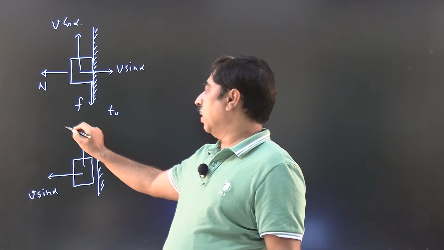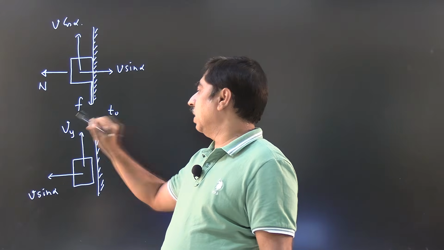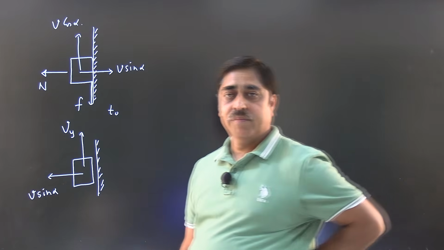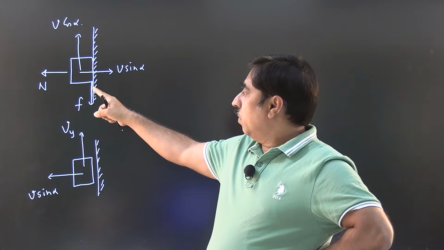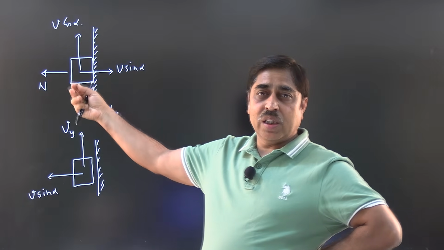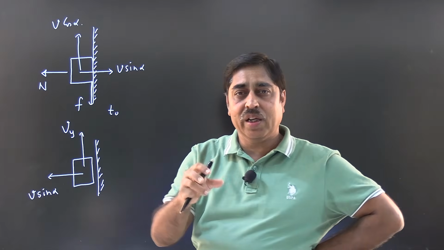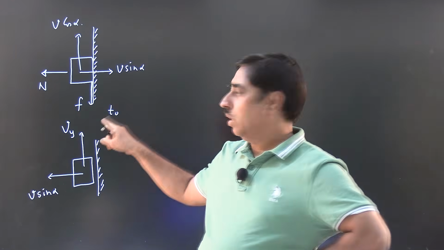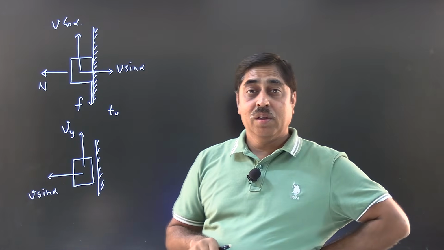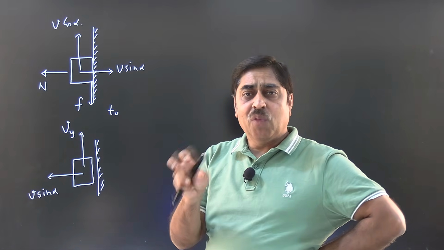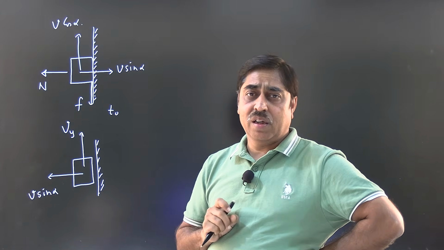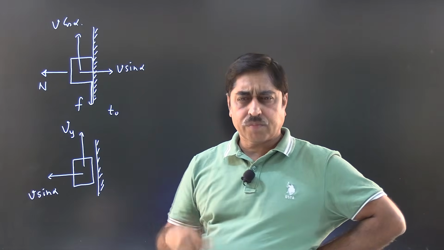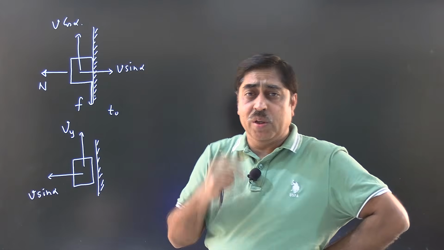So, let us say the velocity after impact in this direction is Vy. It is difficult to understand what is the exact value of N. In fact, N will be a variable force in the time interval t naught. The cube interacted with the wall for time t naught, and during that interval of t naught second, the normal reaction force may not be constant, it will not be constant in fact.